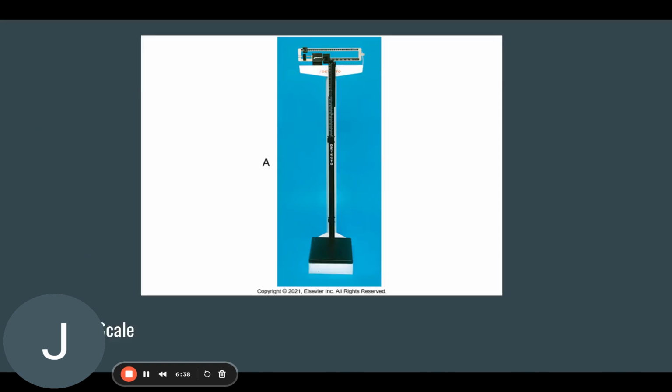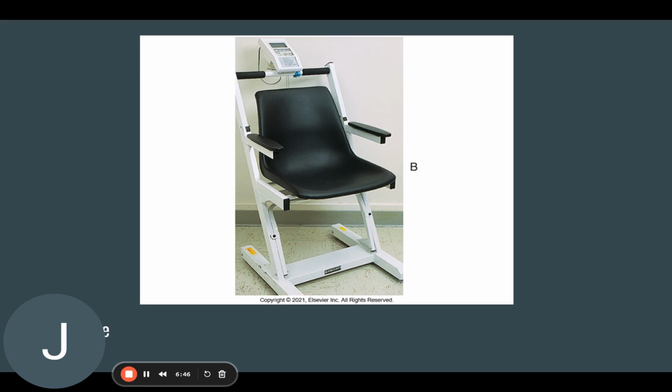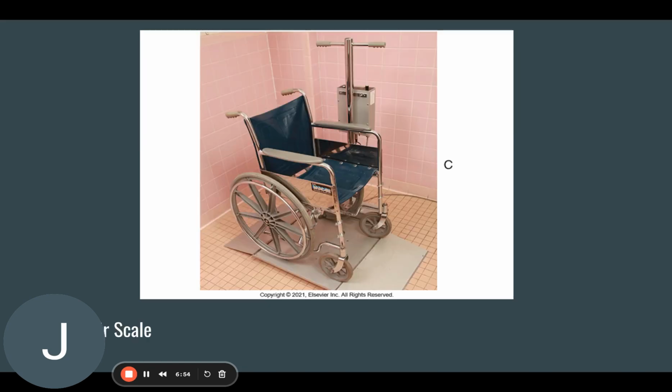This is a picture of a standing scale like what we have in our classroom, and that's used for patients who can stand and walk. This is a chair scale for patients who maybe can't stand long enough to get their weight on the standing scale. And then this is a wheelchair scale.